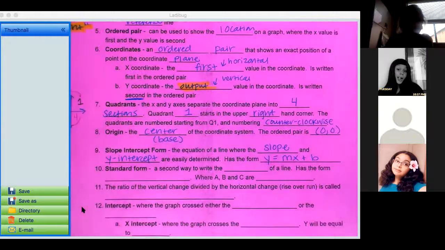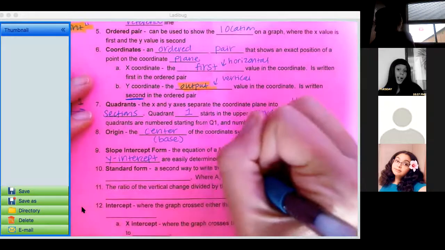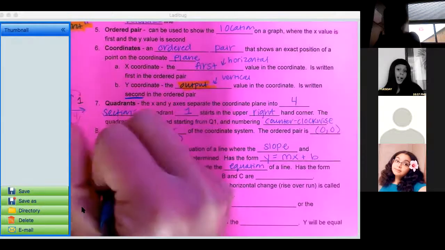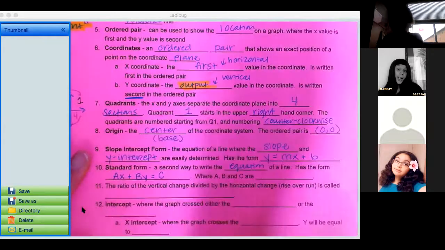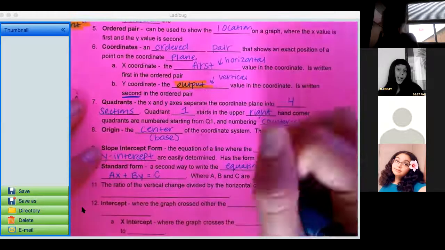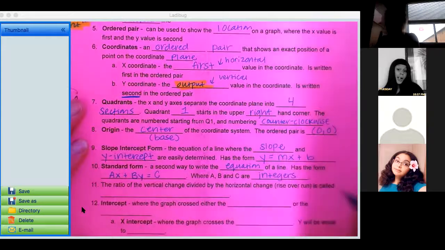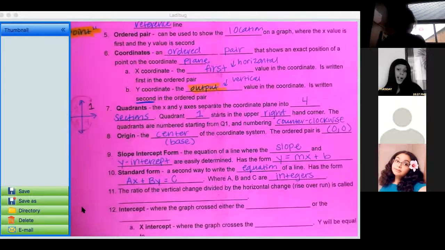Now, this next one y'all probably did not learn. So a second way to write the equation of a line is standard form. Standard form looks like this: Ax plus By equals C. And A, B, and C are integers. So I am going to give y'all an example of each of those off to the side for your cards that you can use, okay?